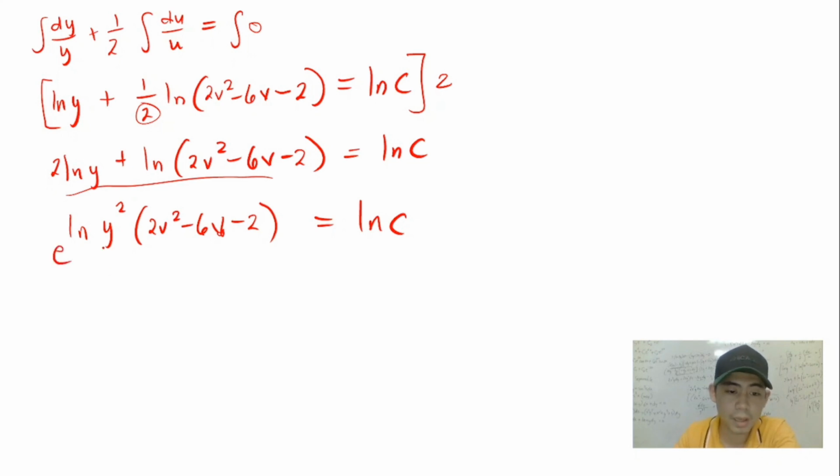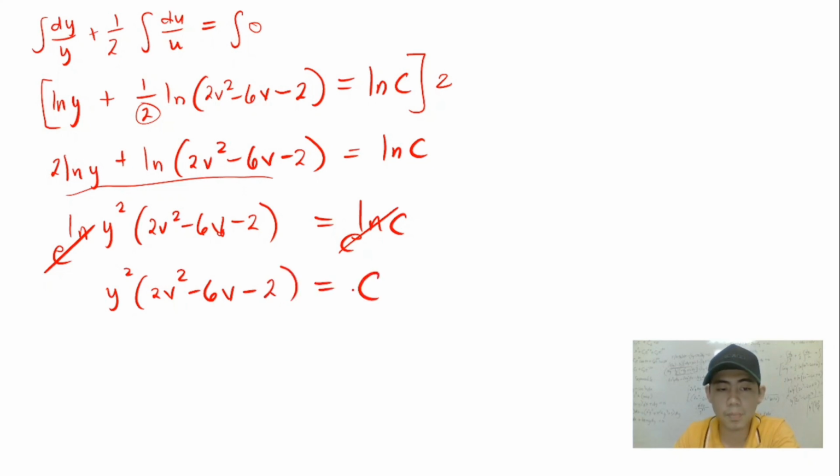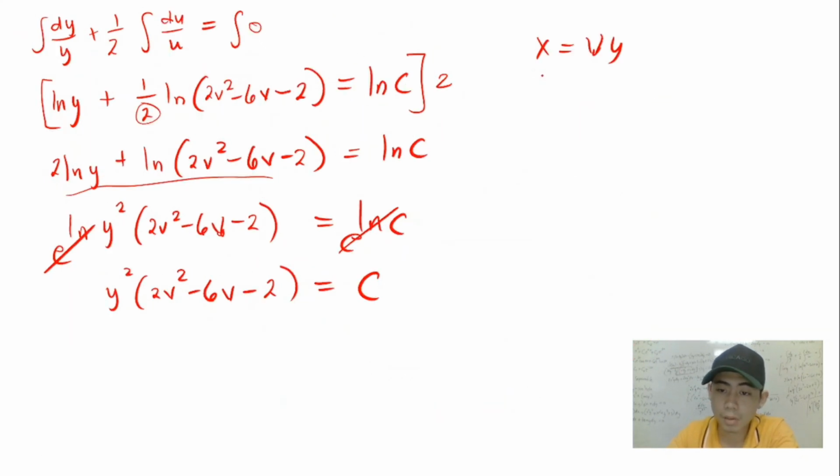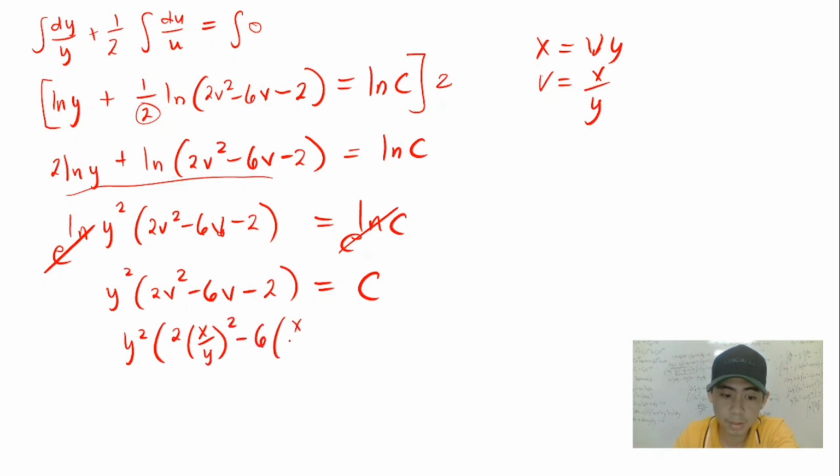Okay, so, get the base of e, cancel. So, y squared times 2v squared minus 6v minus 2 is equals to c. Okay, but the value of v is, if you have x times vy, kasi yung ginamit natin dito is c dx and x, okay? So, v is equal now to x over y. Okay? So, y squared times 2. Okay, so multiply natin x over y squared minus 6 times x over y minus 2 is equals to c.